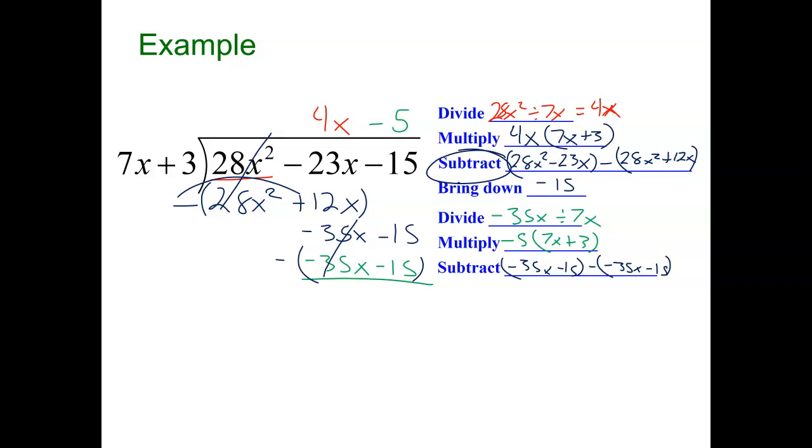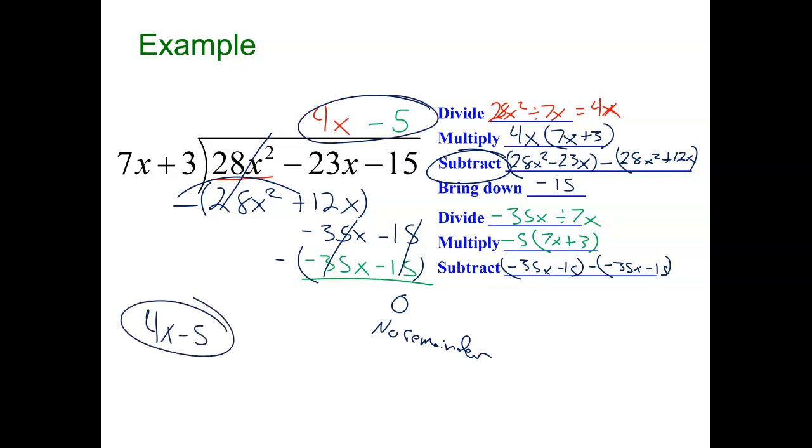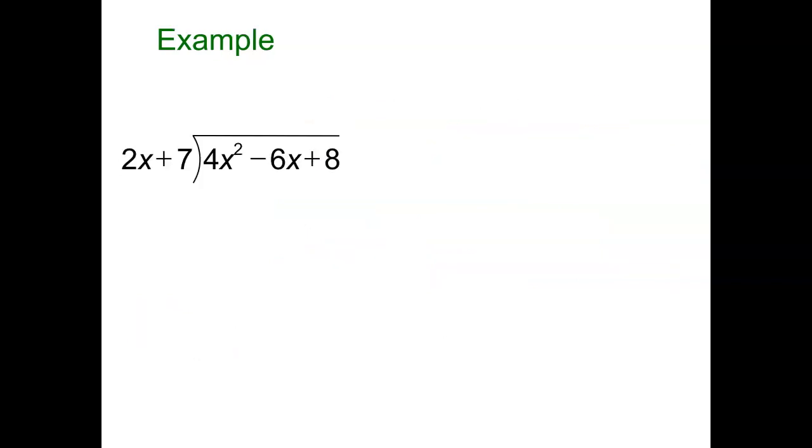Negative 15 minus negative 15. 0. So we end up with no remainder. So my answer is just my quotient. That's my answer. Quotient is 4x minus 5. And that's it. Divide, multiply, subtract, bring down, repeat. There's nothing to bring down there, so we're done.